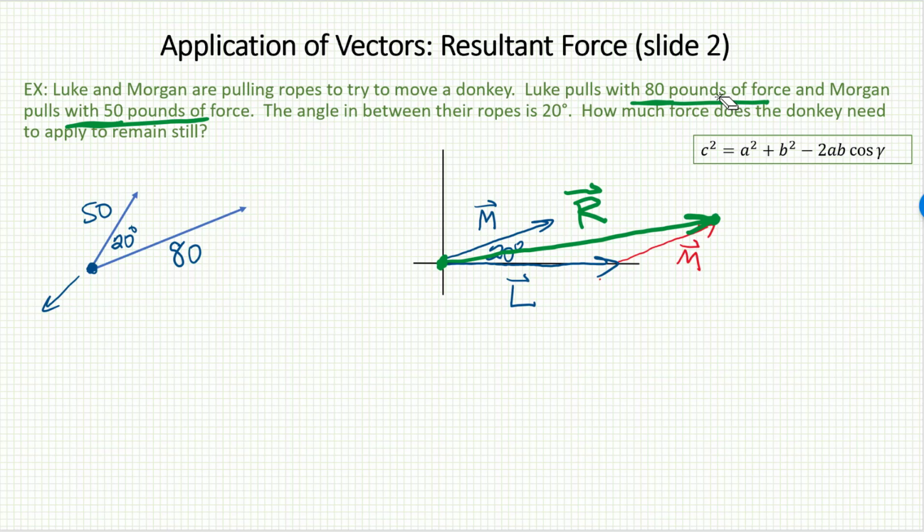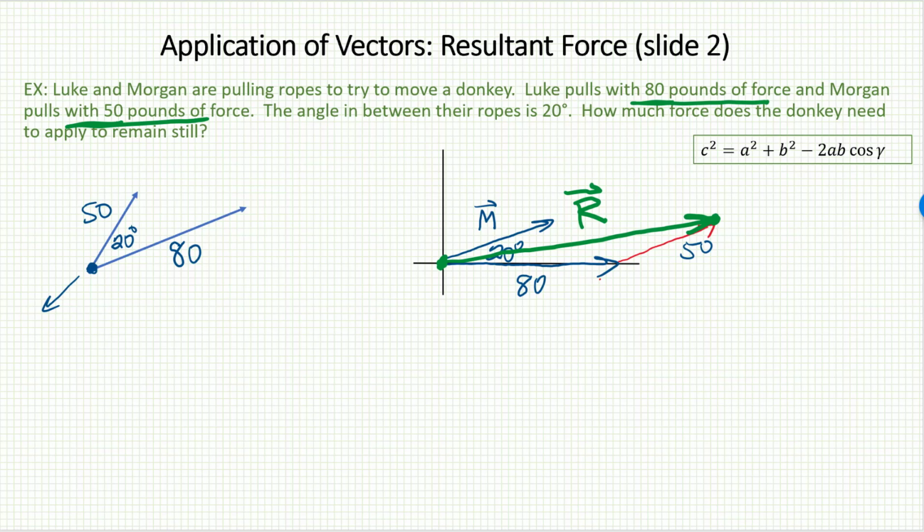Well, this is not a right triangle, which means I'm going to have to be thinking in terms of law of sines and law of cosines. Let's see, what do I know about this triangle? I know this length is 80. I know this length here is 50. I think I'm going to need at least one angle, and the only angle in this problem is 20 degrees.